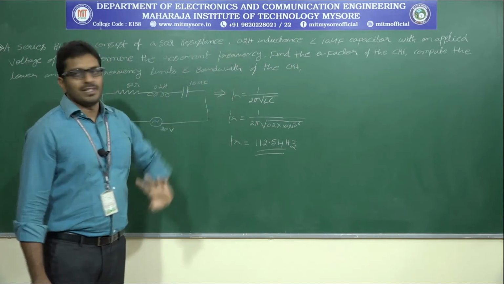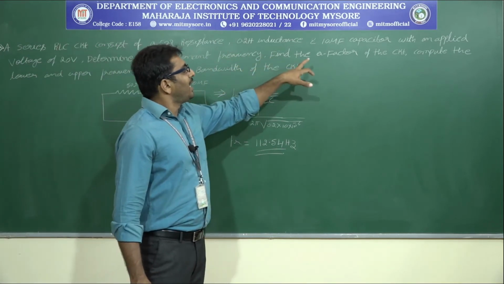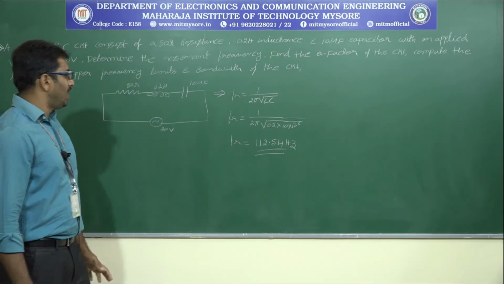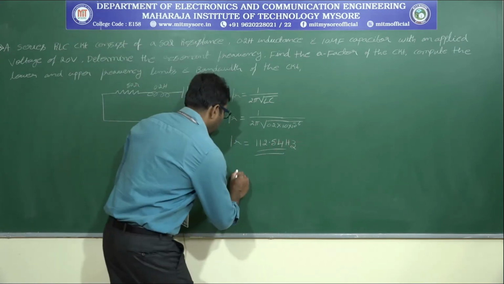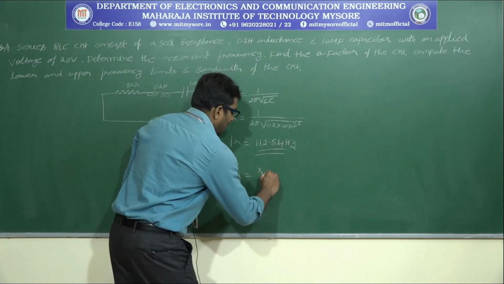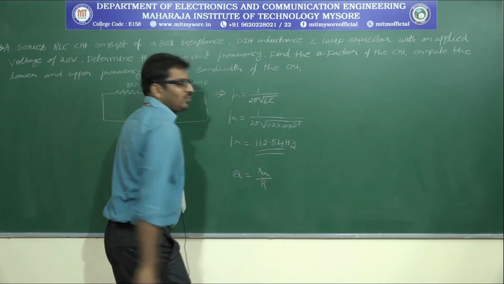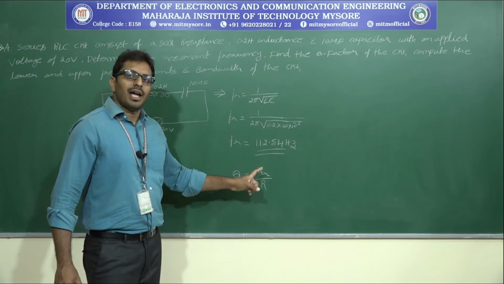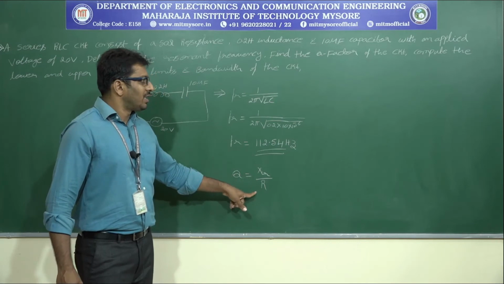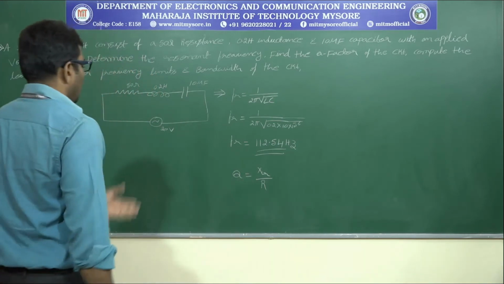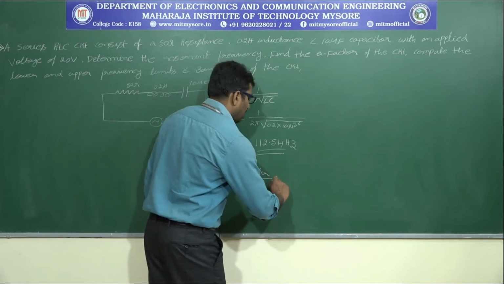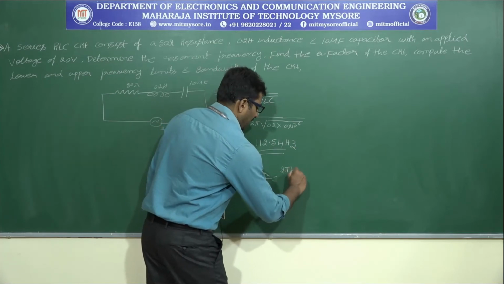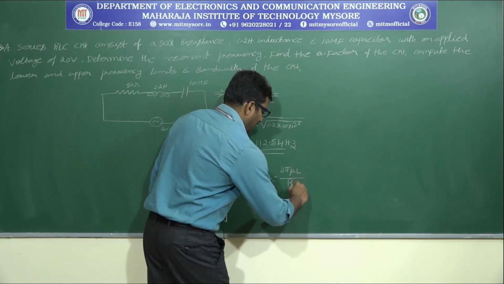Determine the resonant frequency. What is the next part of the question? Find the Q factor of the circuit. What is the formula to find the Q factor of this circuit? Yes, Q is equal to XLR divided by R. Q factor is defined as the ratio of the inductive reactance at resonance to the resistance of the circuit. Okay, directly we can substitute the value. What is XLR? XLR is equal to 2 pi FRL divided by R.